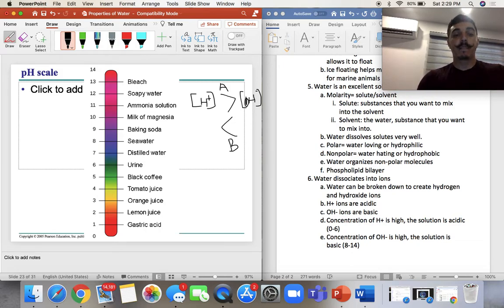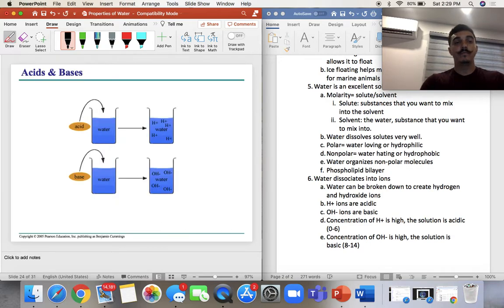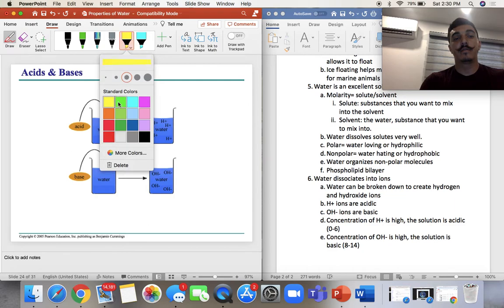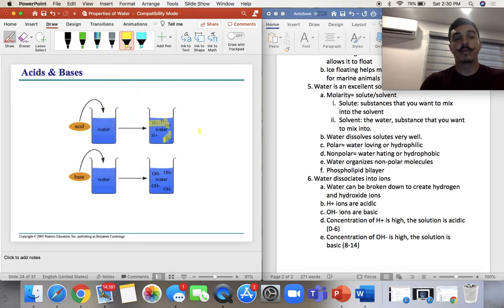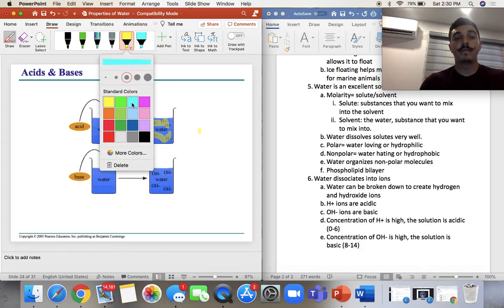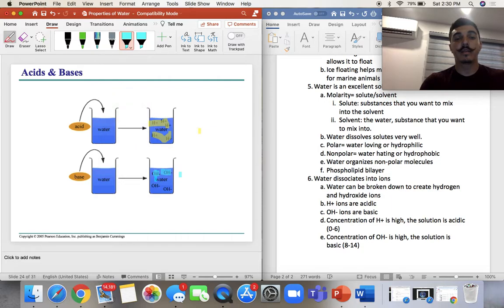Okay, again, something very acidic, gastric acid, or inside our intestines. We got lemon juice, orange juice, tomato juice, a little less, black coffee, a little less. We got urine in here, and distilled water is in the middle. So here's an example. You add acid into that water, you just have water with a lot of H pluses. That's all it means. Remember H pluses. You got all these little H pluses. And then when you add a base or something basic to water, you just have water with a lot of OH minuses. Okay. Hydroxide ions. That's how it is.